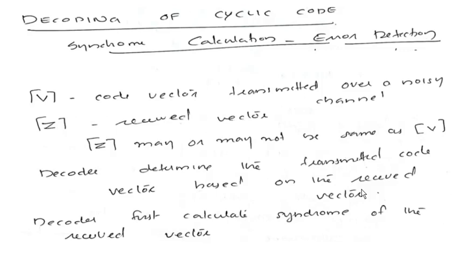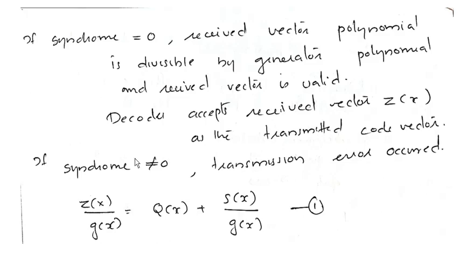So we can see how the syndrome calculation is possible in cyclic code. For that we are taking V as the code vector transmitted over a noisy channel and Z as the received vector after coming through this noisy channel. This Z may be the same as V or may not be. So we need to find whether this Z is correct or not. The decoder will find the transmitted code vector based on the received vector, and this decoder first calculates the syndrome of the received vector to identify whether it is correct or not.